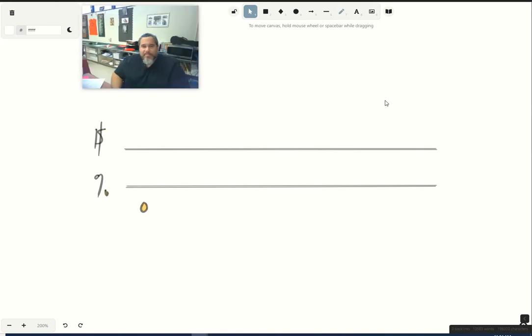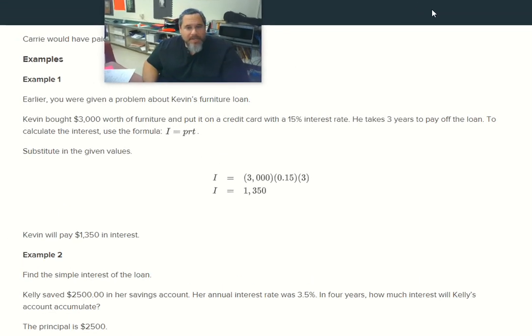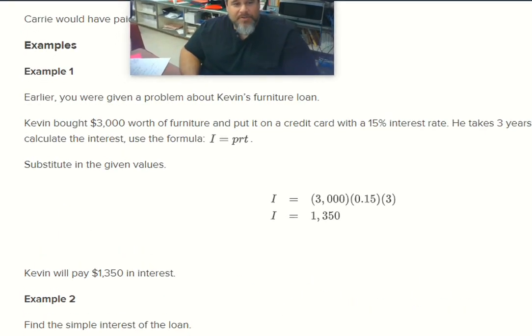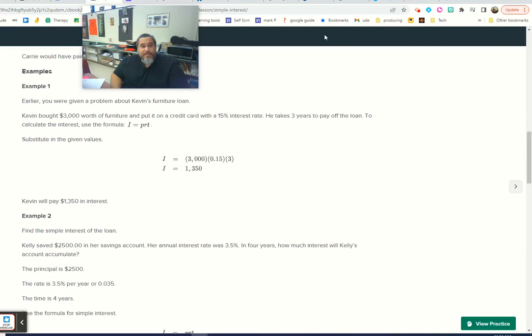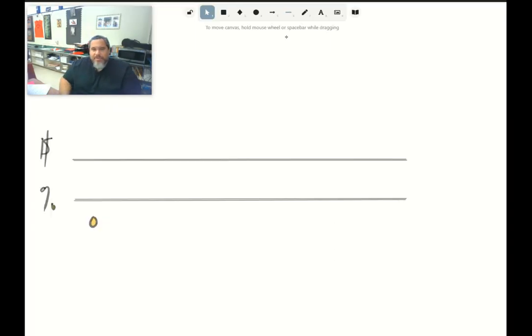So let's look at problem number one, example number one. We have $3,000 growing at 15% interest for 3 years. It's a loan. We're going to have to pay it off. That's important to remember. So let's start to graph this on our double number line.